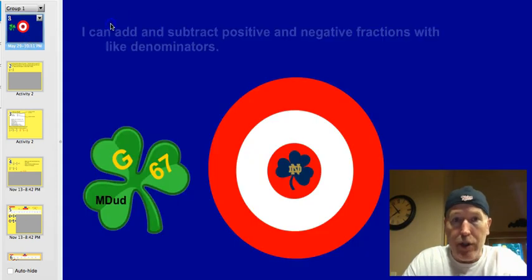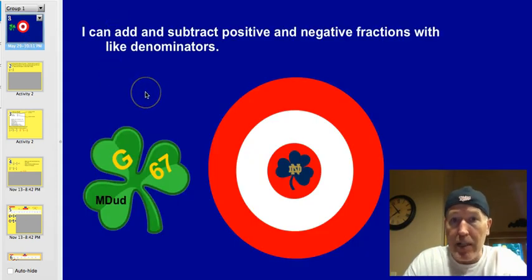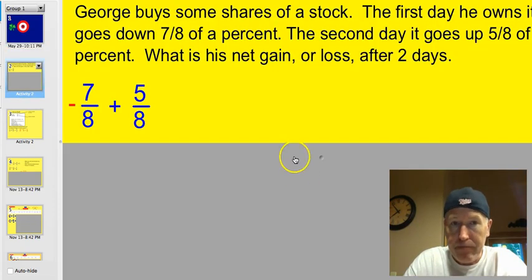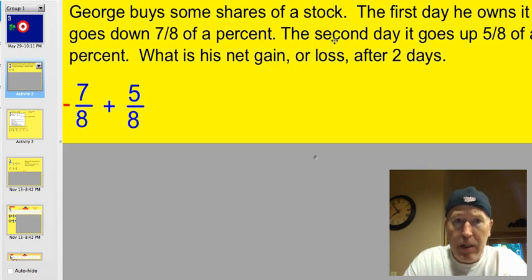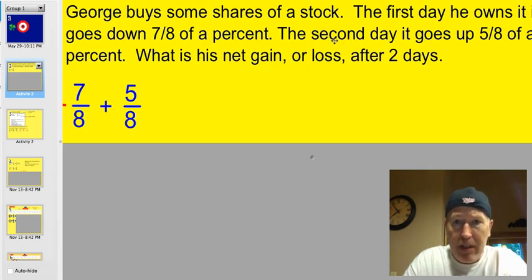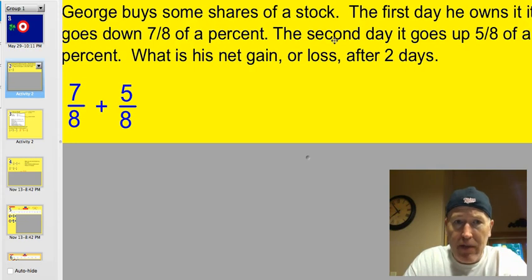All right, officially tonight I can add and subtract positive and negative fractions with like denominators. So let's do this thing. George buys some shares of stock. The first day he owns it, the stock goes down 7/8%. The second day, it goes up 5/8%. What is the net gain or loss after 2 days?